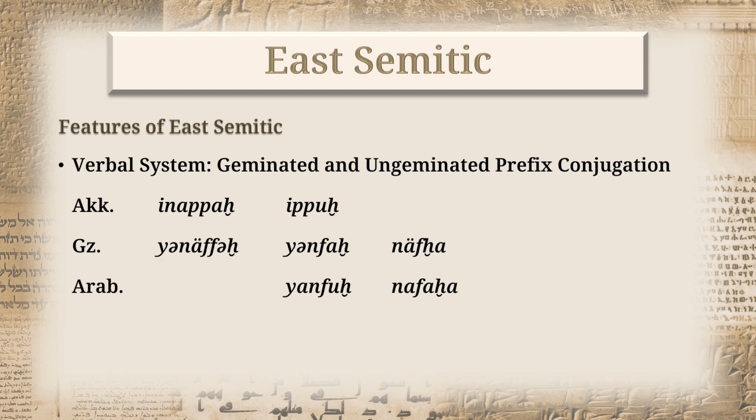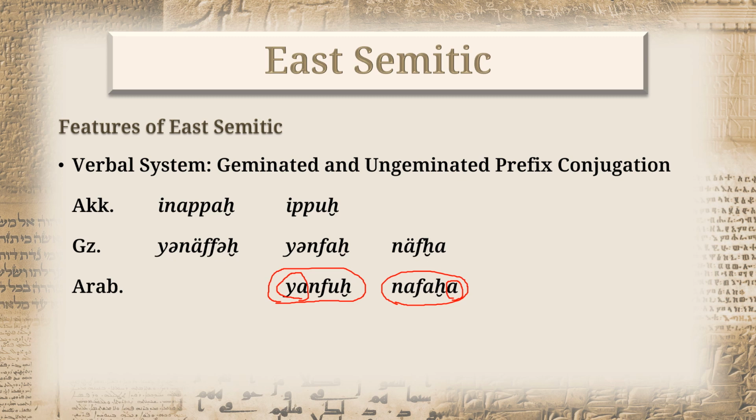Let me use a different color. So in Arabic, for example, you have yanfuch and nafacha. Okay, so yanfuch is what we would call the imperfect, and nafacha is the perfect. So this one has a prefix and this one has a suffix. And also in Hebrew, for example, you have yaqtul and qatal. In Syriac you have naqtul and qatal, etc. So all of those Central Semitic languages have those two verb forms, one with prefixes, one with suffixes.